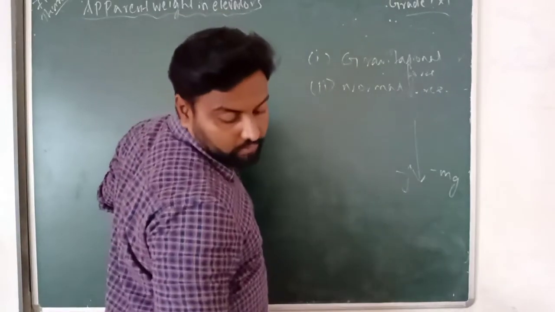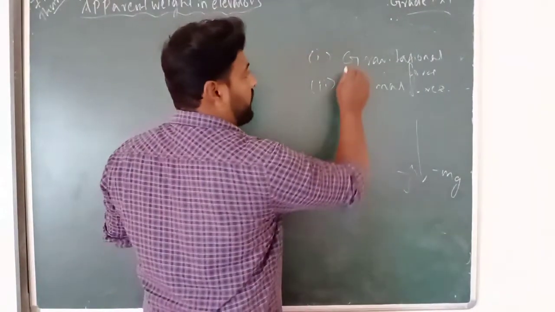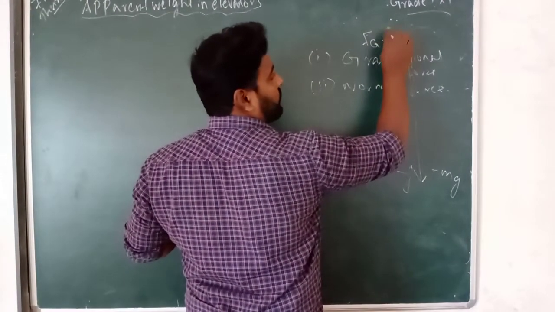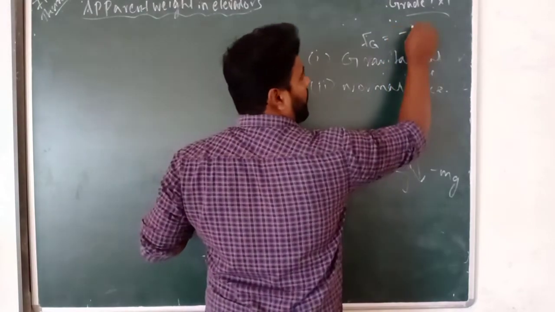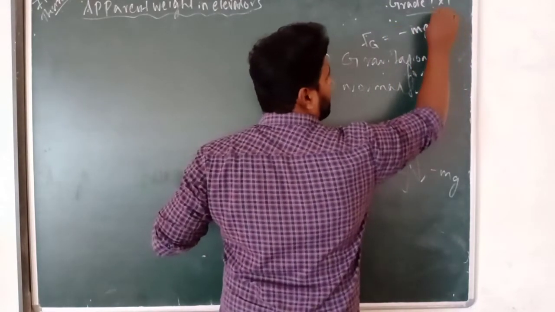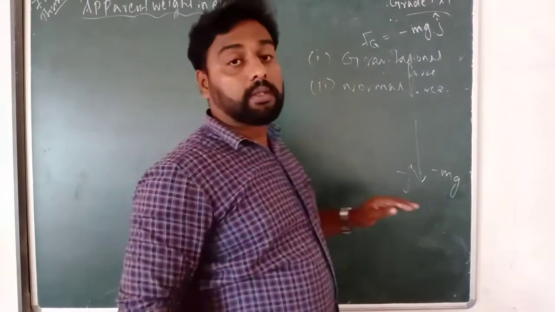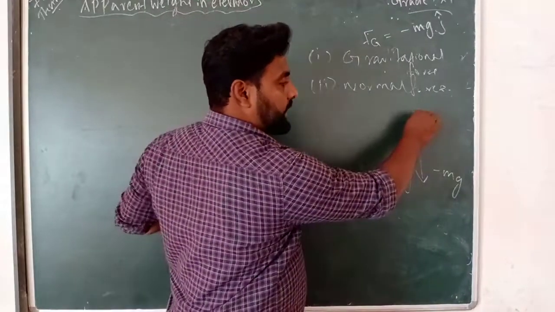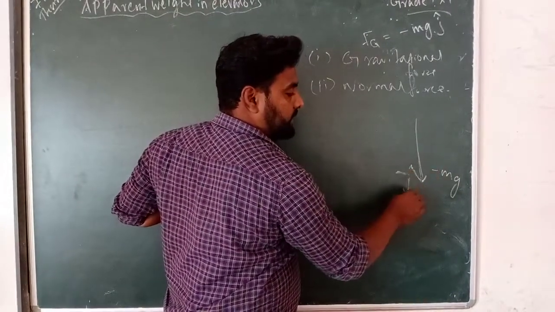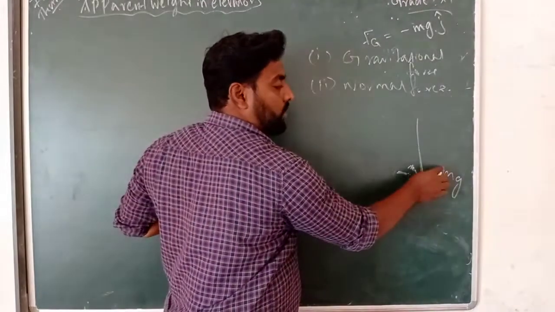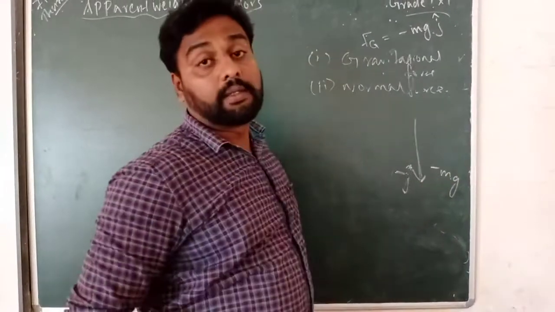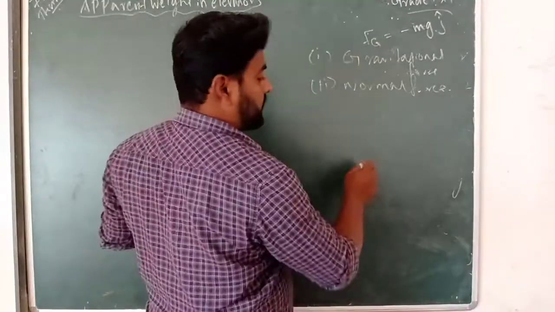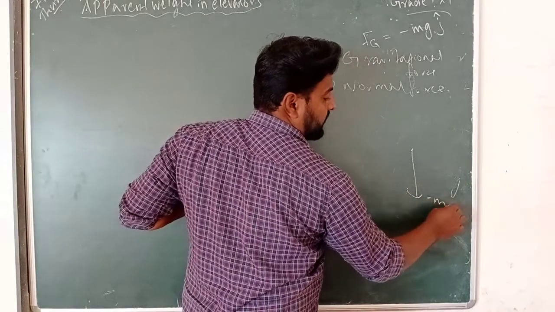So the gravitational force acting downward, Fg, is minus mg j unit vector. By using the vector in this question, you see mg is acting downward, that is in the minus j direction. So minus mg.